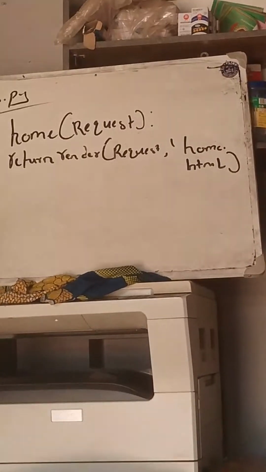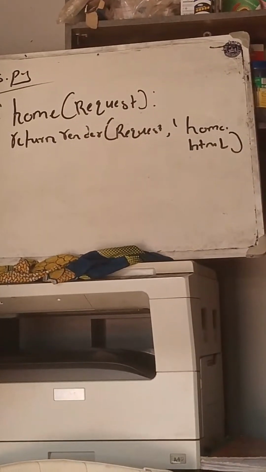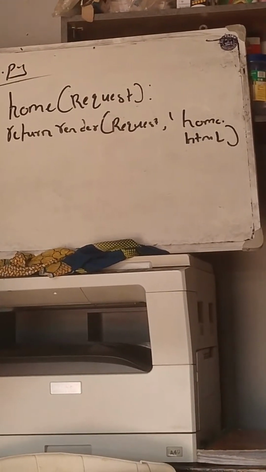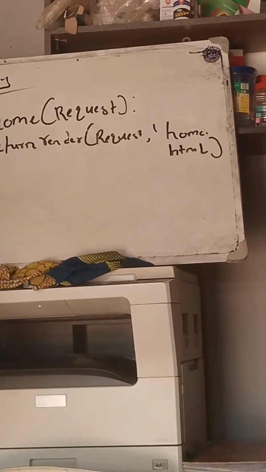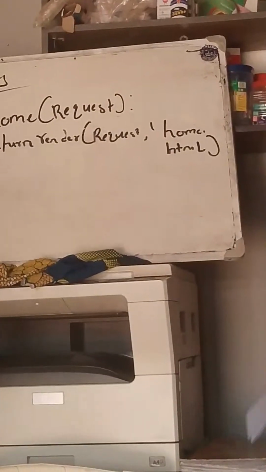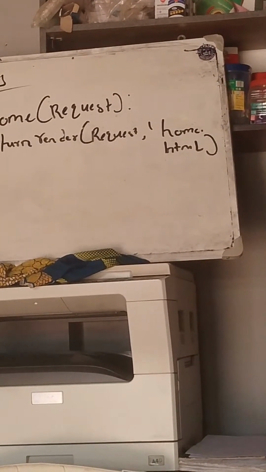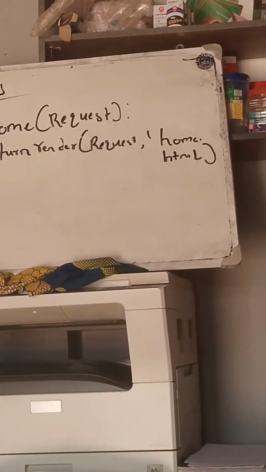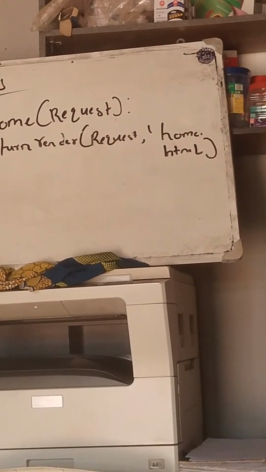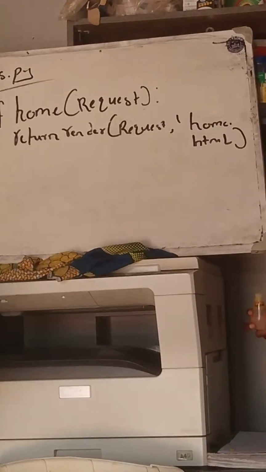Okay, let me just help you out. When you say return render, it means that what you want to return is HTML. So you are telling the system, help me go and bring home.html. That means that is what the users are requesting for. That is the essence of that request. You are requesting for HTML, home.html. Then you are telling the Django to help you and return it as what? As an HTML page. That is why we use render.